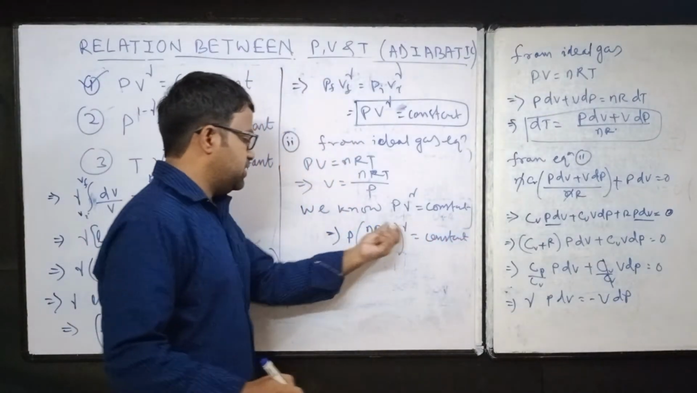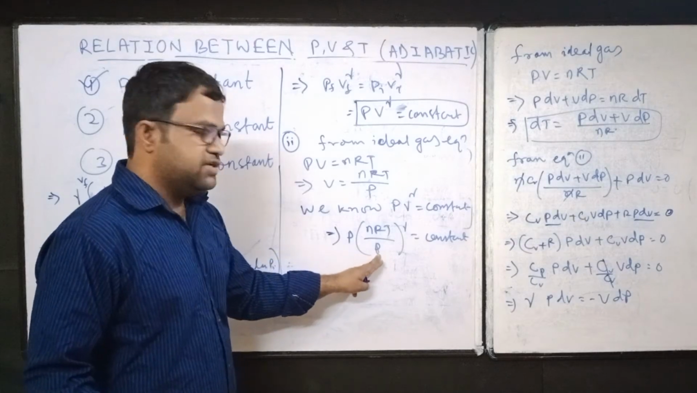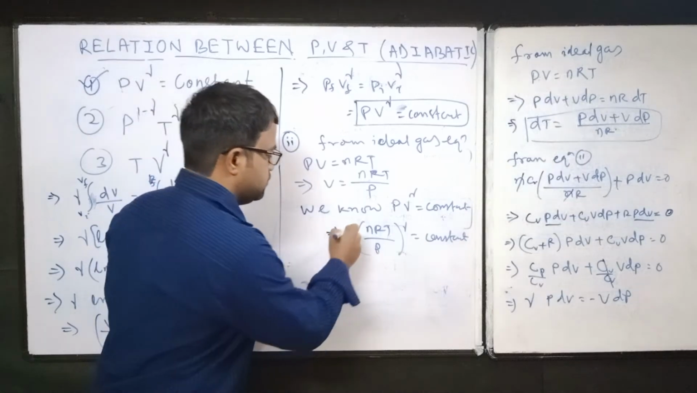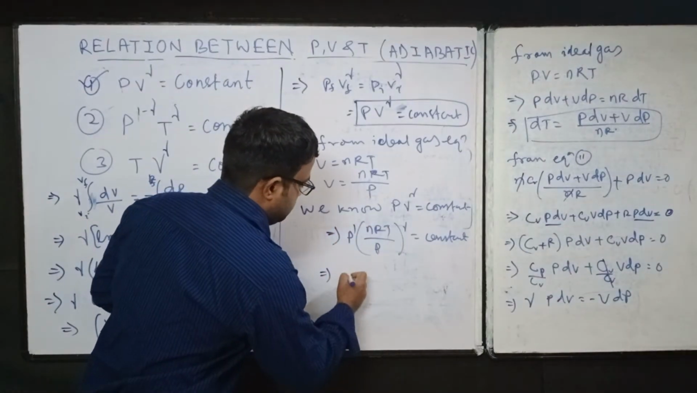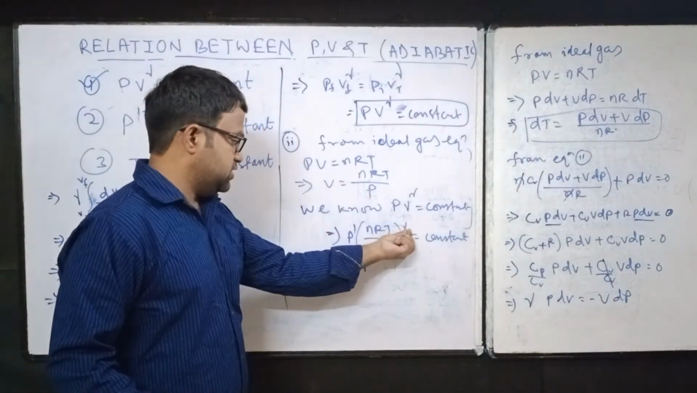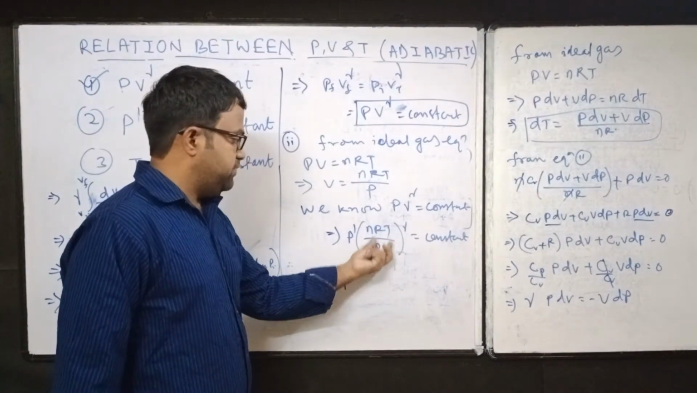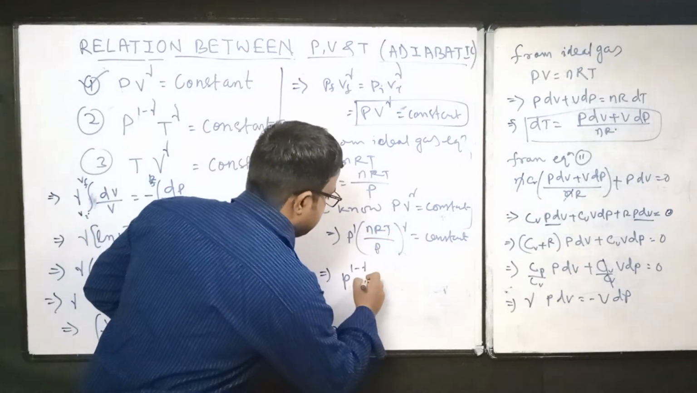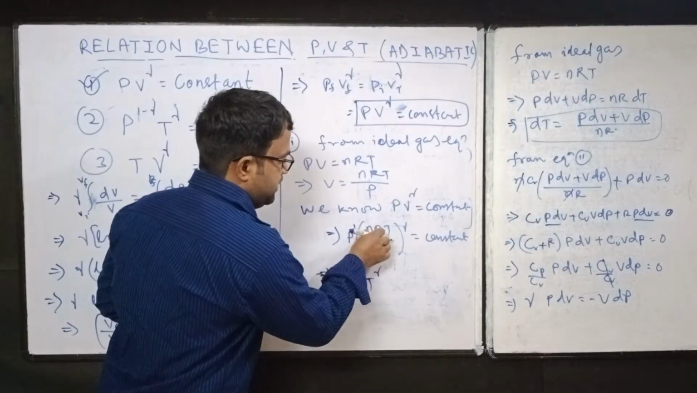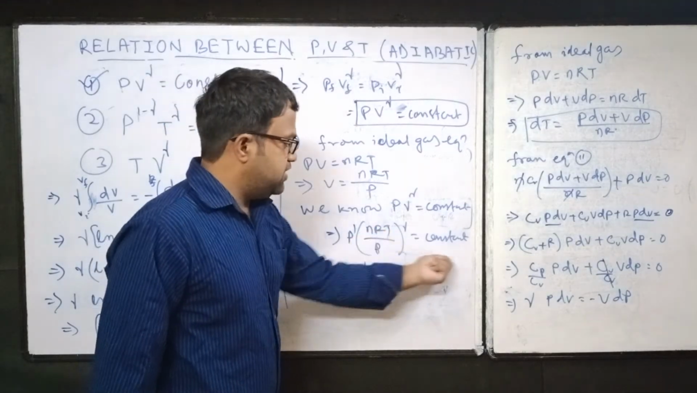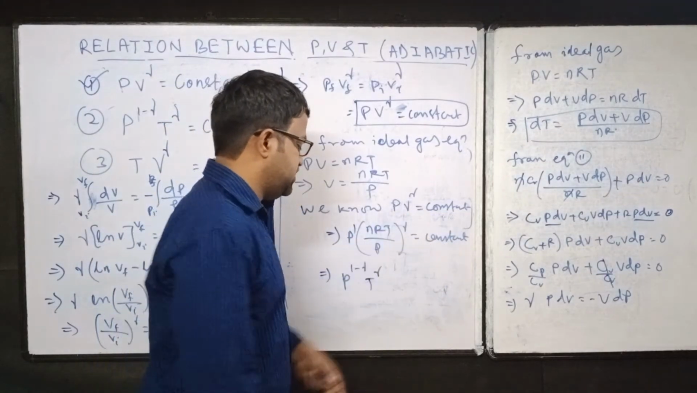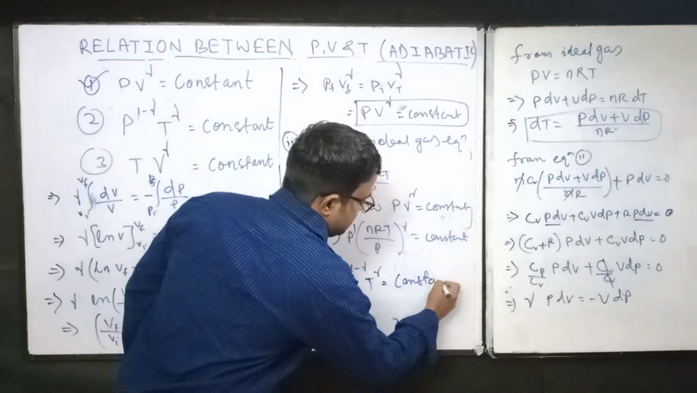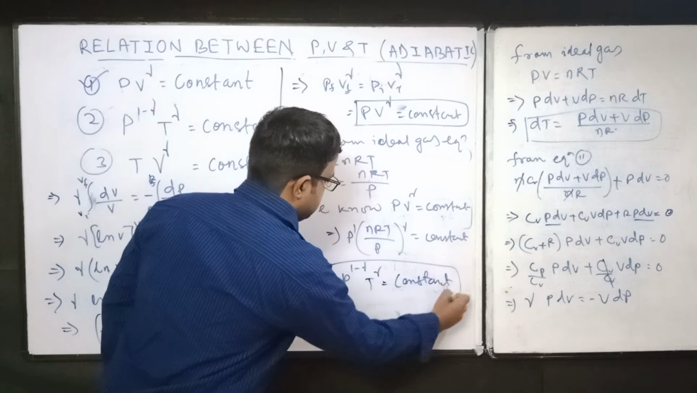Now P to the power gamma, this is P, so gamma is in the denominator, that means the power will be minus gamma. So it is 1 minus gamma, so it will become P to the power 1 minus gamma. Gamma is in the denominator, so if I take it, it will be minus gamma in the numerator, and T to the power gamma is there, and nR to the power gamma also, but it's a constant, so I'll divide it to the right side and I'll get a new constant on the right side. So it will be a constant. So this one is proved.